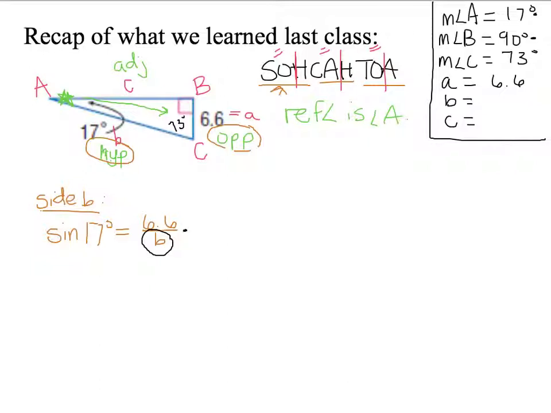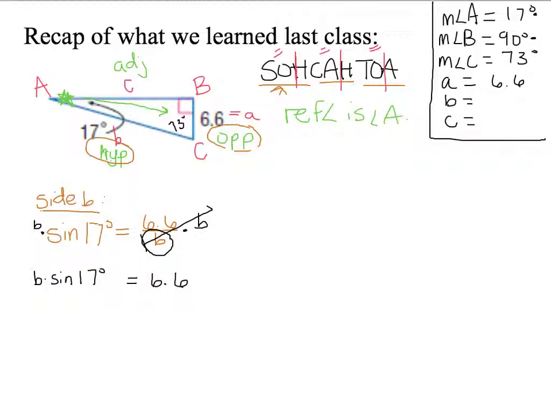So just like we get rid of any other number that's in the bottom, we can multiply both sides by that particular number. Those two factors of b would simplify to a factor of 1, and 1 times 6.6 gives us 6.6. Over here we have b times sine of 17 degrees.